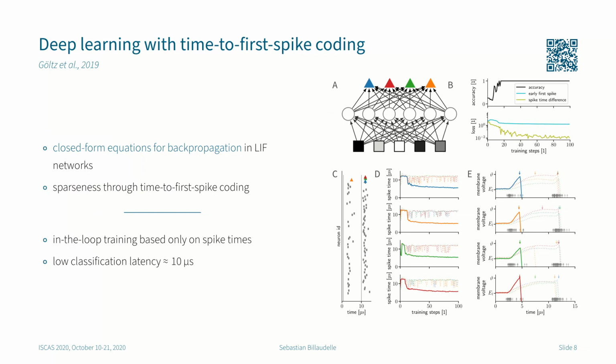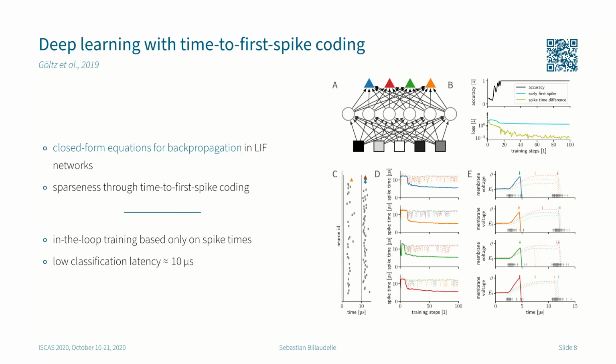Julian Gölz derived a set of closed-form equations for the backpropagation of errors in such networks of LIF neurons, and he used these equations to implement an in-the-loop training algorithm which was based only on the spike times which we recorded from BrainScales 2. You can see a corresponding raster plot in panel C which shows the spike times of the whole network. The gray markers denote the hidden units, and the 4 label neurons are highlighted in color. And I think it's nice to observe how the first label unit fires long before the majority of the hidden neurons has emitted a spike.